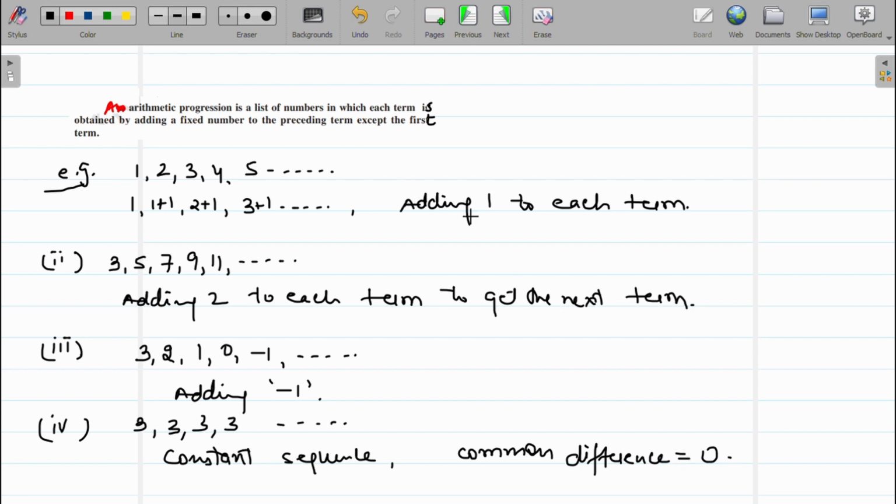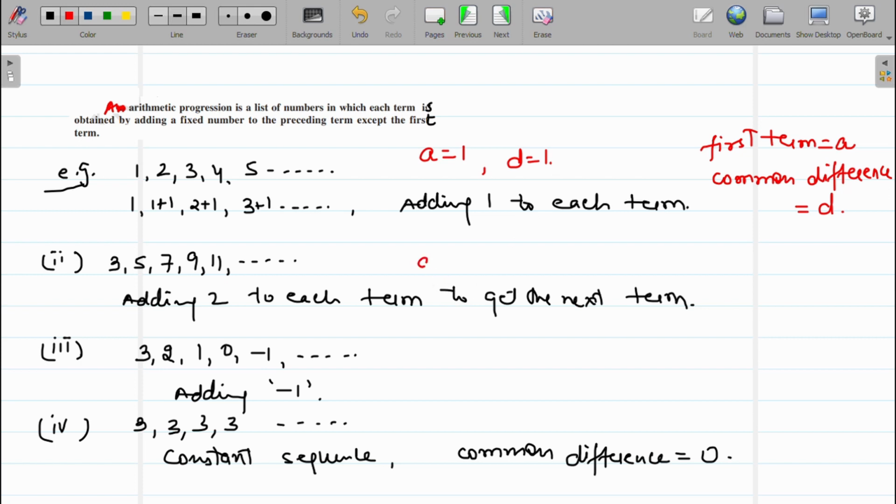We call this the common difference equal to 1. The first term, the notation is, the first term is taken as A, and the common difference, what you are adding to each succeeding term to get the succeeding term, we take it as D. So we have A equal to 1 in this case, D equal to 1.